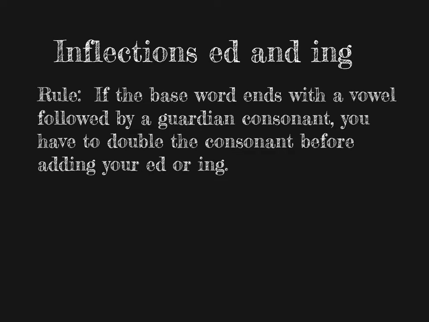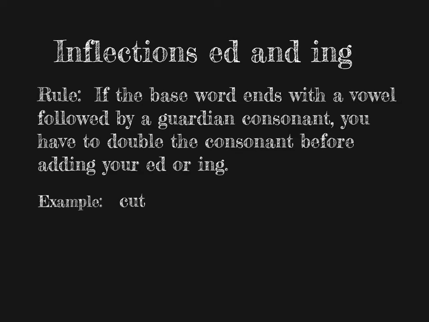We learned earlier that inflections are things that you add to the end of a word. They're letters that we add to the end of a word that enhance the word. ED makes the word happen in the past. ING makes the word happen right now. If you add ED and ING to the end of a verb, then the ED and ING tell when the verb is happening. We learned a rule that says if the base word ends with a vowel followed by a guardian consonant, you have to double that consonant before adding ED or ING.